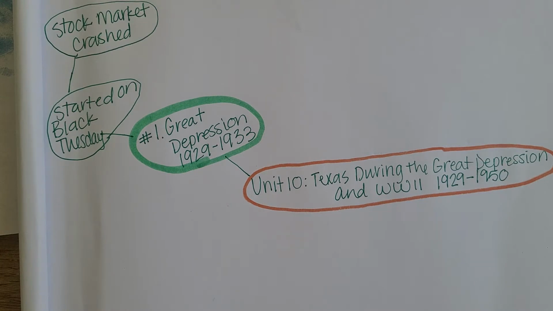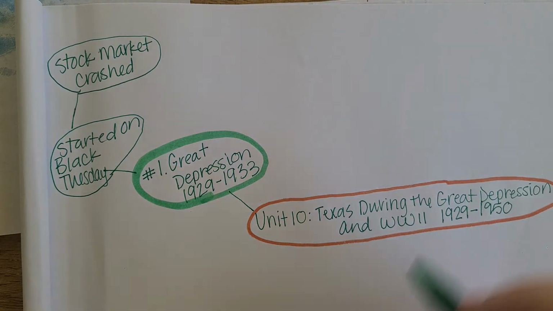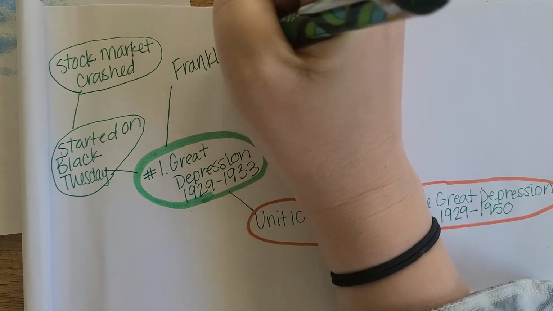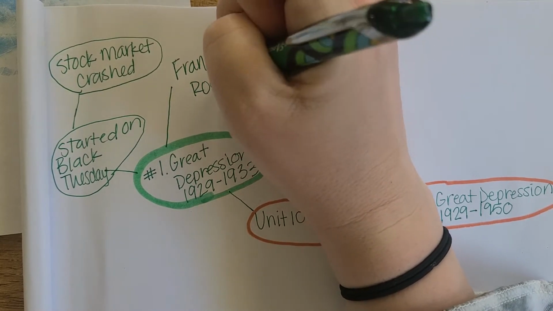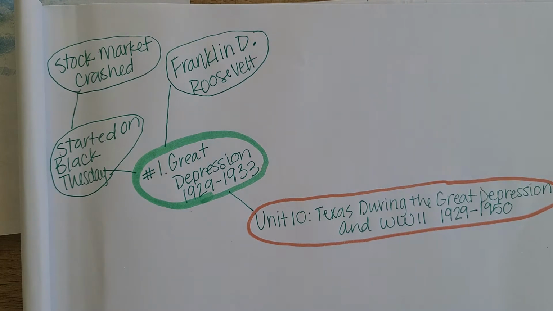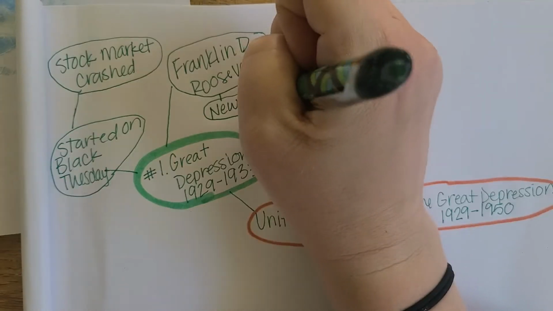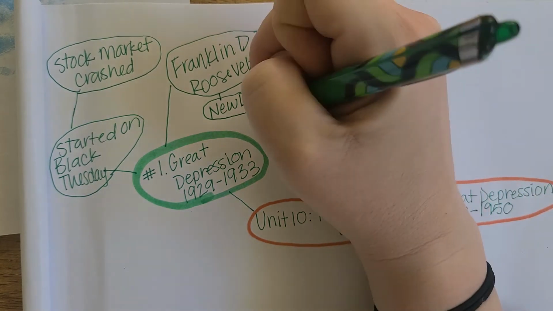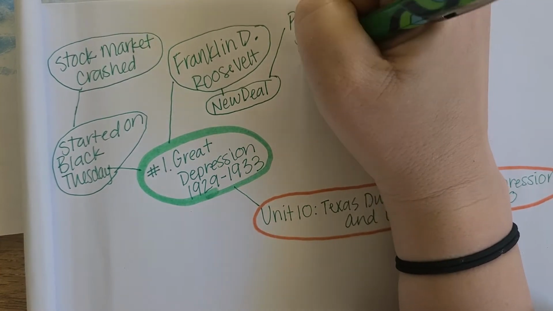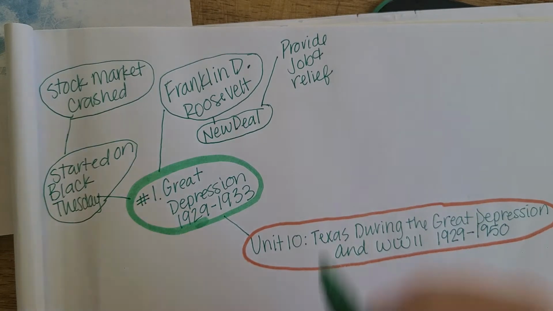And then there was an election during the Great Depression. Herbert Hoover left office and Franklin Delano Roosevelt became president. Franklin Delano Roosevelt created the New Deal. He passed New Deal legislation in order to put people back to work and provide jobs and relief, because there was widespread homelessness, hunger, unemployment, stuff like that.